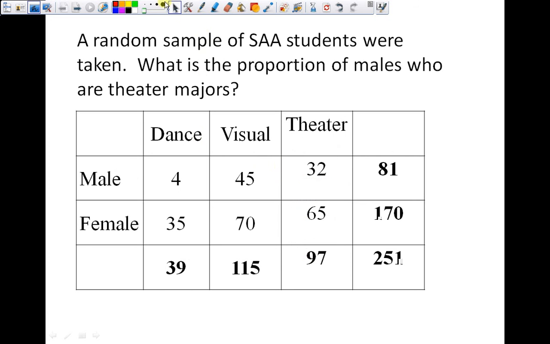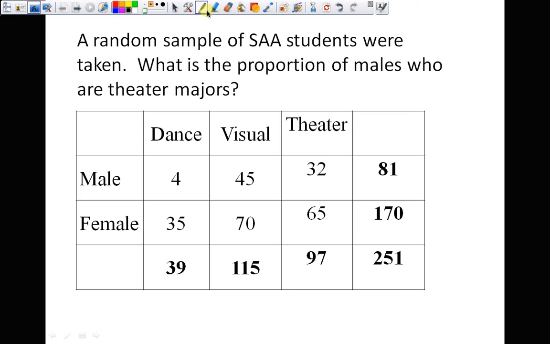So, write it here again. It says the probability of A given B is the probability of A and B divided by the probability of B.